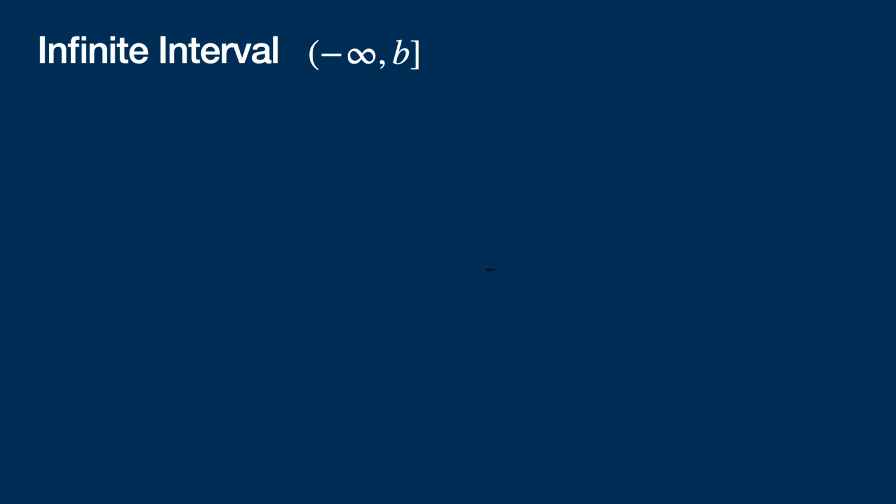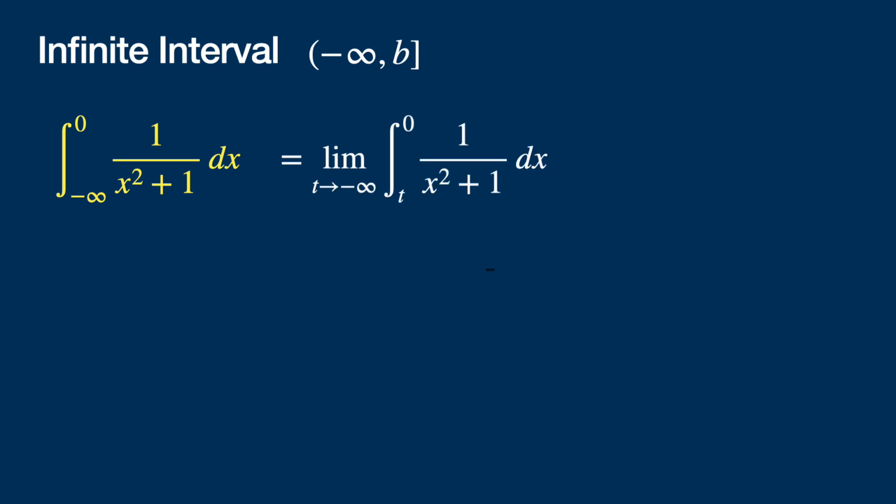This time the infinite interval is negative infinity to b, guys. Look at this one: negative infinity and 0, 1 over x squared plus 1 dx. How can we find this improper integral? Because we have an infinite interval, limit t approaches negative infinity, t to 0, 1 over x squared plus 1 dx.